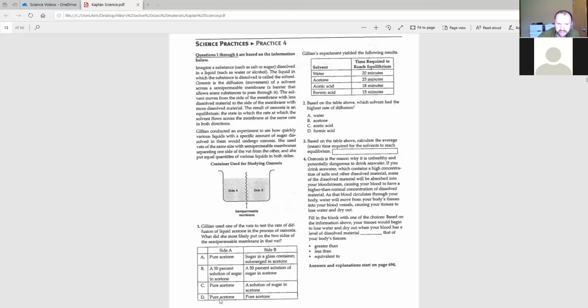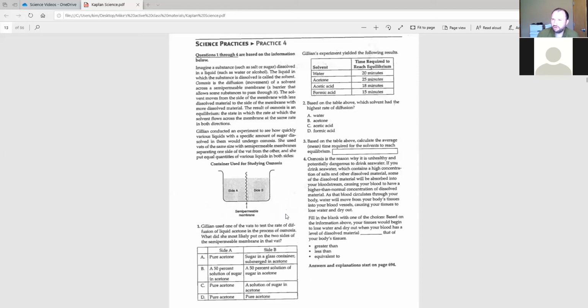And if we look closely at A and C, they both have pure acetone on this side. A says sugar in a glass container submerged in acetone. C says solution of sugar in acetone. Okay? So, again, if we're testing the rate of diffusion of sugar, how quickly sugar will dissolve, it's not going to dissolve at all if it's in a glass container. So A is nonsensical, right?